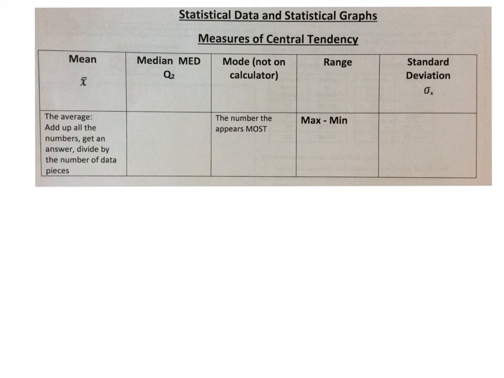So you may want to underline that word there, the average. It's when you add up all the numbers, get an answer, and divide the number by the number of data pieces. If you want to use your calculator, when you hit stat calc 1, you're looking for the x with the bar on it. That is your mean.